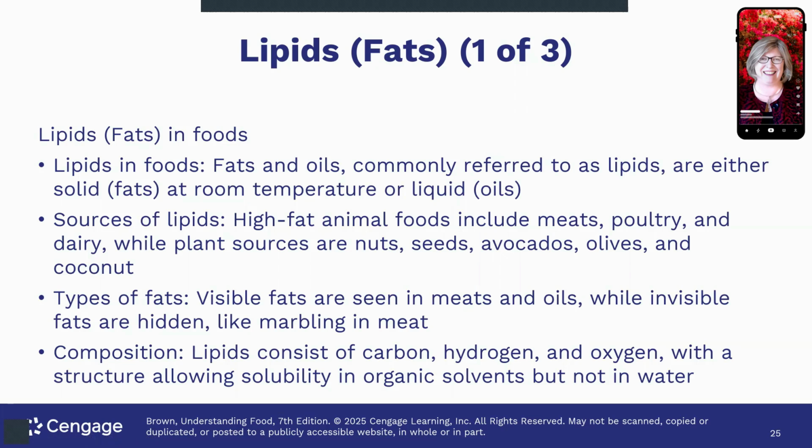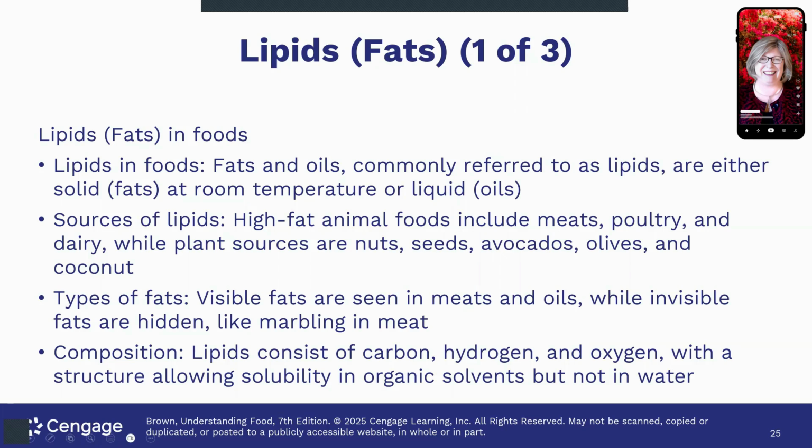That's the differentiation. Sources of lipids would be high fat animal foods that could include meats, poultry, and dairy. For instance, poultry skin is fat. As I said, the white globs of fat in meat or around the edges would be fat. Plant sources of lipids would be nuts, seeds, avocados, olives, and coconut. There are some others, but those are the main ones.